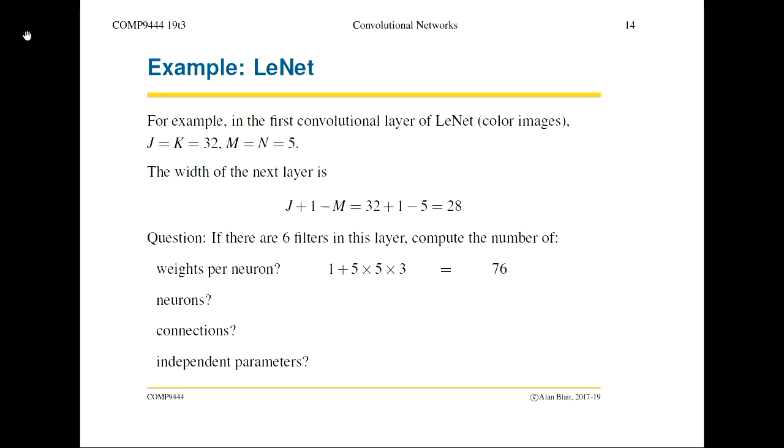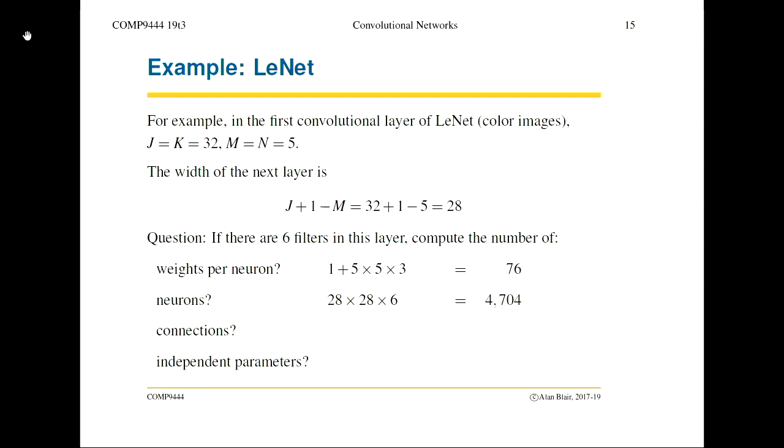But they're all sharing, all the neurons in one filter are sharing those same weights. Now, how many neurons are there in that layer? Well, we just figured out that the width and the height of the layer is 28 by 28, and there's 6 filters. So the total number of neurons in that layer is 28 by 28 by 6. It's 4,704.